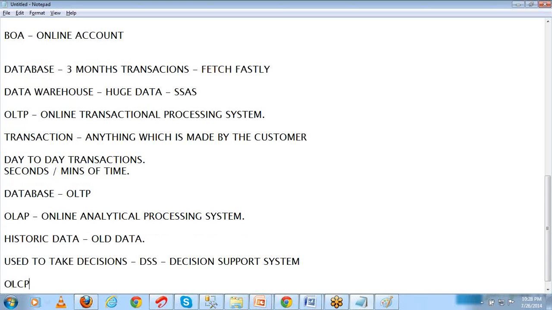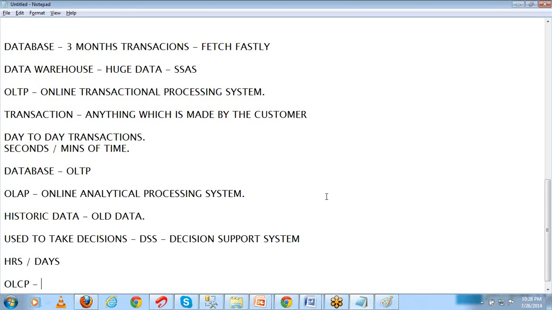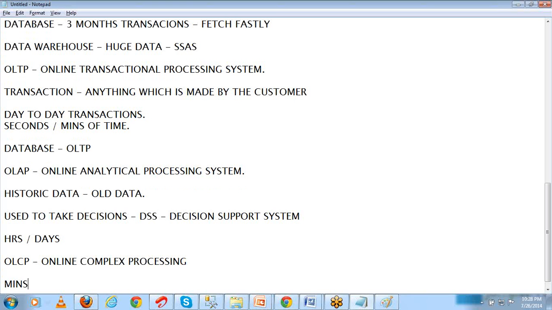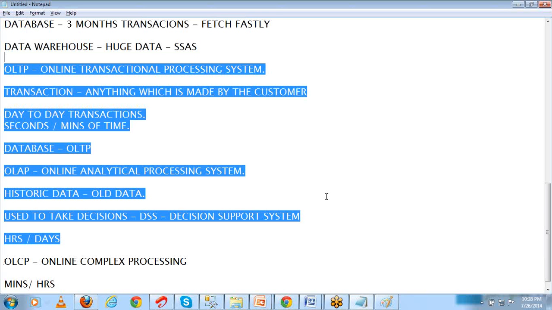Did you hear about OLCP? Just a minute. This will not take minutes or seconds. This will take hours or days to take decisions. It's not a simple decision, right? It's going to earn a huge amount of money for the particular business. Definitely it will take hours to days to take the decisions. Anytime you heard about OLCP? No, I haven't heard about that. Okay. This online complex processing system is outdated, no need to worry. This also takes minutes, hours or days. Mainly familiar and mostly used are OLTP and OLAP.